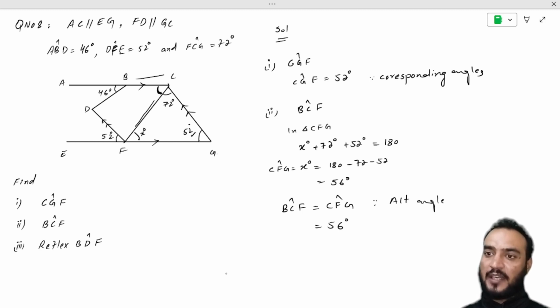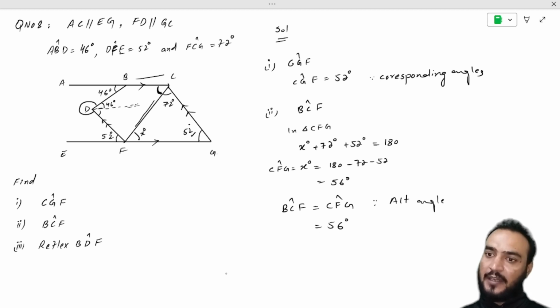Now we have to find the reflex angle BDF. This is the angle BDF, the reflex angle. So let me draw a horizontal dotted line at point D, an arbitrary dotted line. The concept is that this dotted line is parallel to the line AC and the line EG. If this dotted line is parallel to the line AC, then this angle becomes equal to 46 degrees because of alternate angles, as the dotted line and AC are parallel to each other.